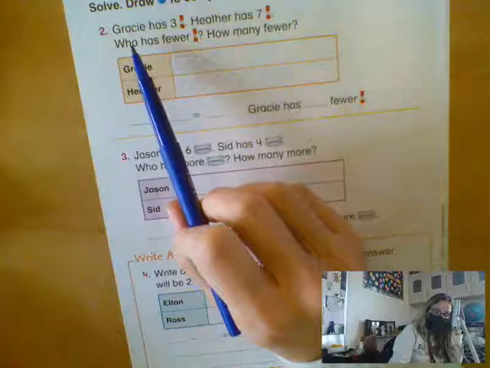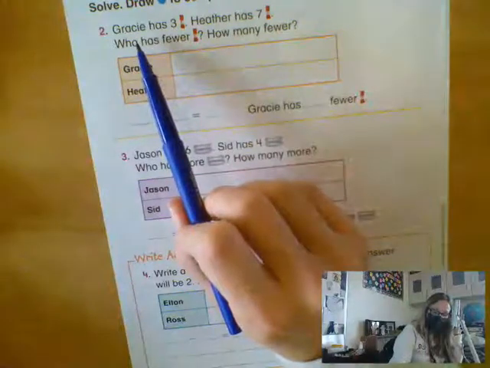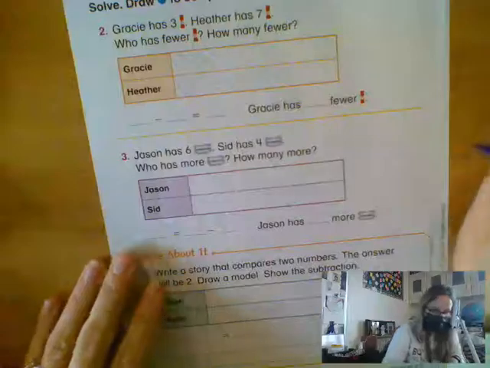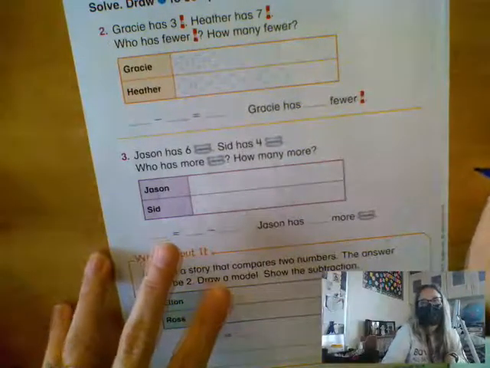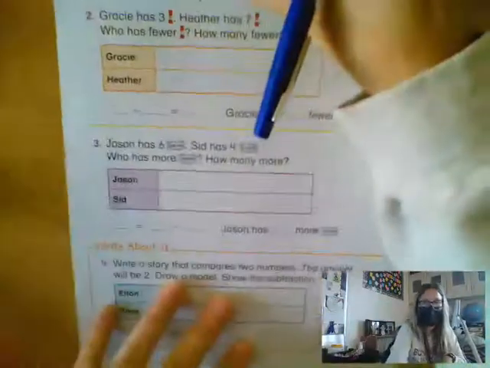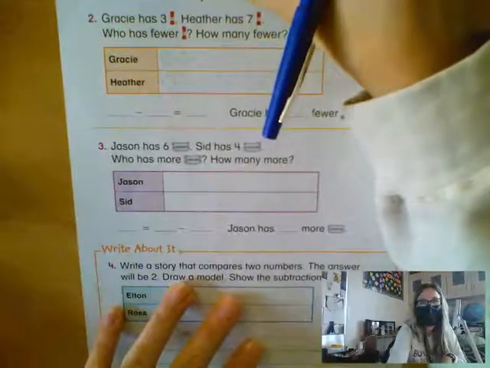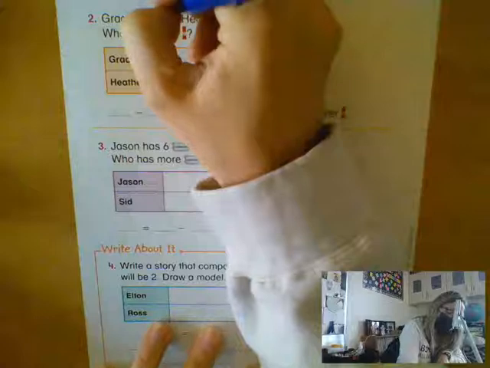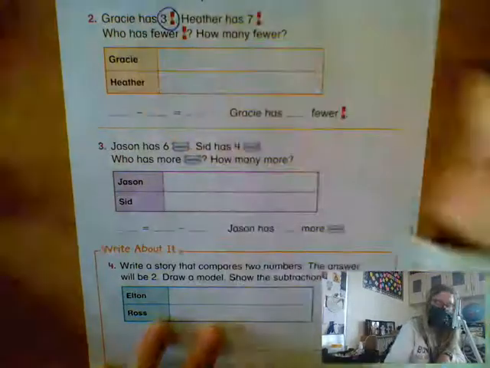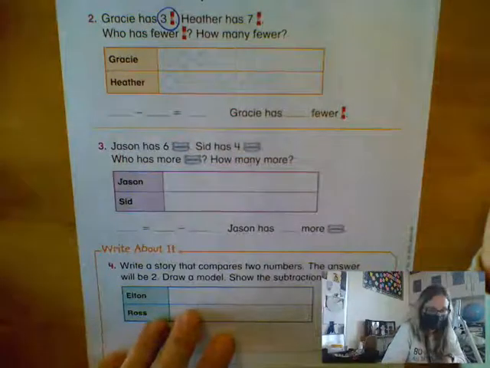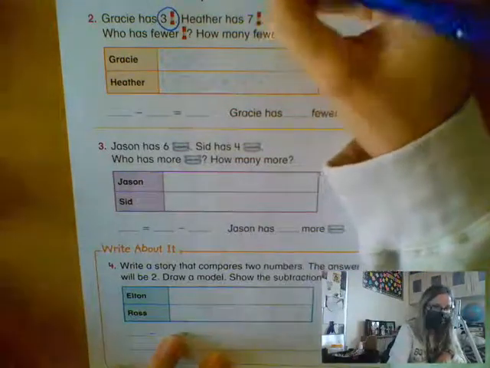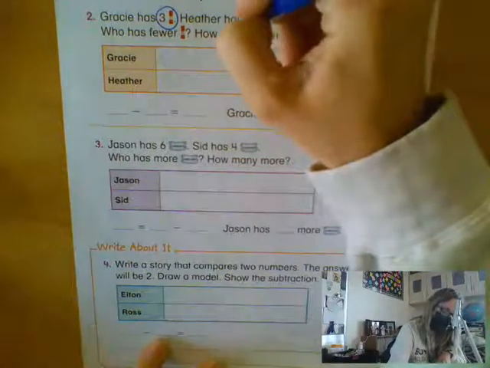We're talking about Gracie, and Lily would like to read for us. Gracie has 3 glue sticks, I think. Yeah, Gracie has 3 glue sticks. So everyone in your book circle 3 glue sticks. And what about Heather? Heather has 7 glue sticks. All right, everyone circle 7 glue sticks.